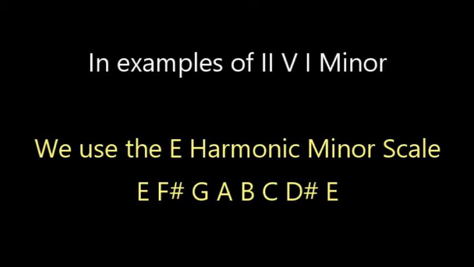The 2-5-1 in the minor key is a little different than the 2-5-1 in the major key. First of all, the 2 chord in a minor 2-5-1 progression is a minor 7 flat 5, or it's also called a half diminished. So a minor 7 flat 5 chord, here I'm playing F sharp minor 7 flat 5, and an F sharp half diminished are 2 names for the same thing.